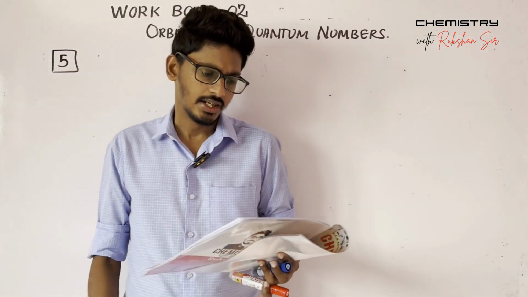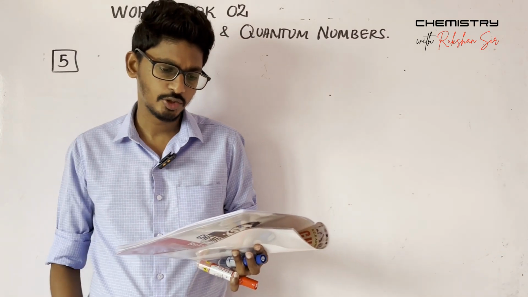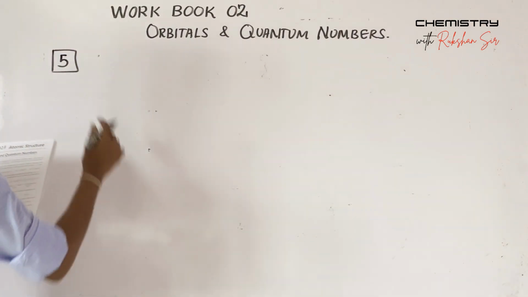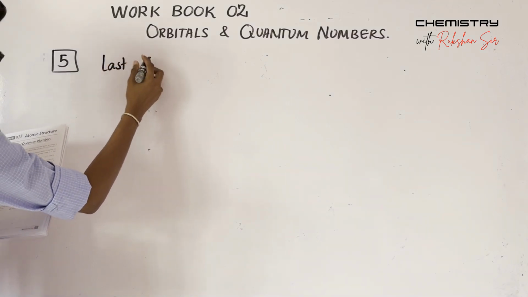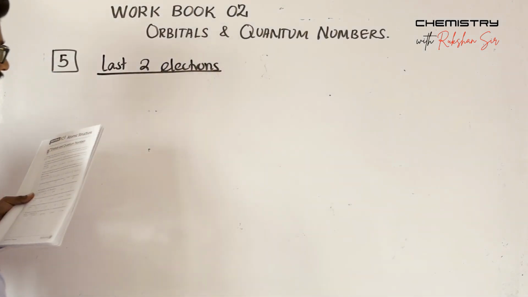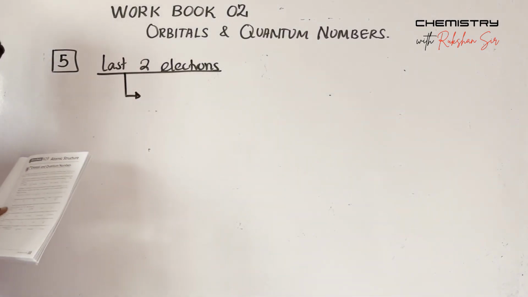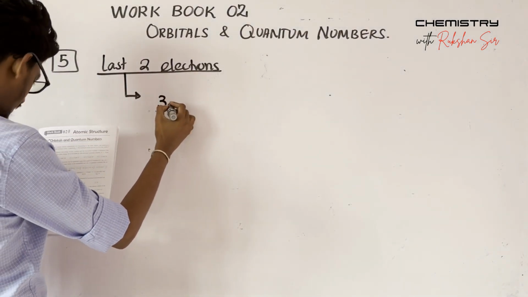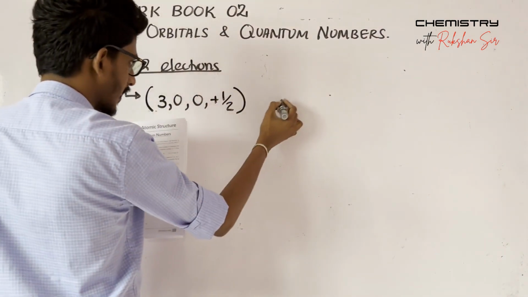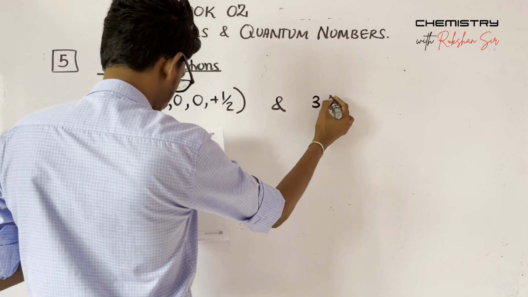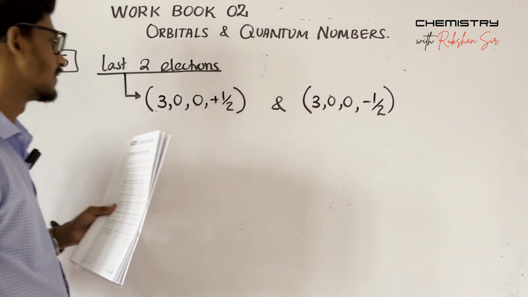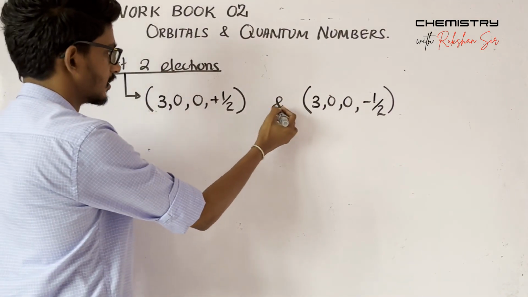See what it says. The sets of quantum numbers associated with the last 2 electrons of an atom in an element are given. They are giving us the last 2 electrons. What are the 2 sets of quantum numbers? The last 2 electrons of that atom are 3, 0, 0, plus half and 3, 0, 0, minus half.